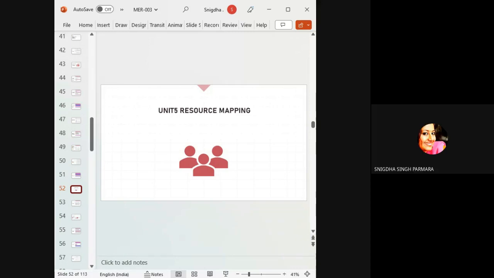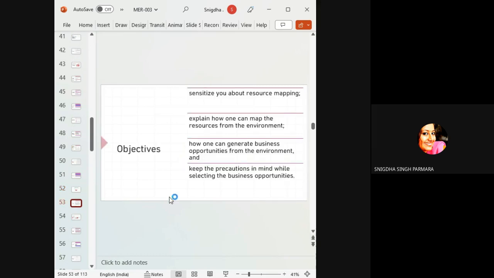Okay, great. So we are going to start with unit 5th today, which is resource mapping. In the last class, we had finished what is a business idea, what are business opportunities, how brainstorming could be used to generate certain ideas, how to avail the opportunities available. Now we are going to start with unit 5th, which is resource mapping. So under resource mapping, what are we going to focus on?